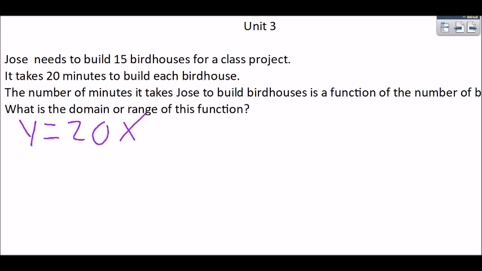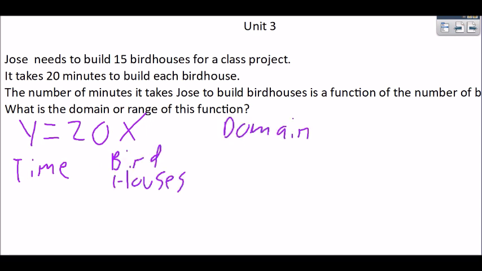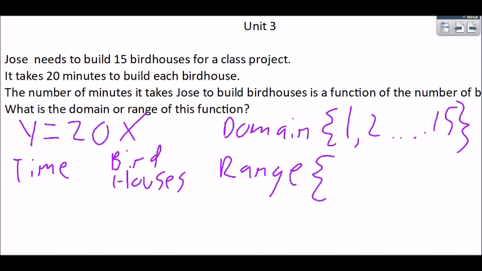20 minutes per birdhouse. So y represents time and x represents birdhouses. My domain is my x values. As we're not going to measure half a birdhouse, we're only measuring complete birdhouses. My domain is going to be 1, 2, all the way to 15. And range could be anywhere between 0 time, and then if I was to do all 15 birdhouses, that'd be 20 times 15 or 300. So it could be anywhere between 0 and 300 minutes.